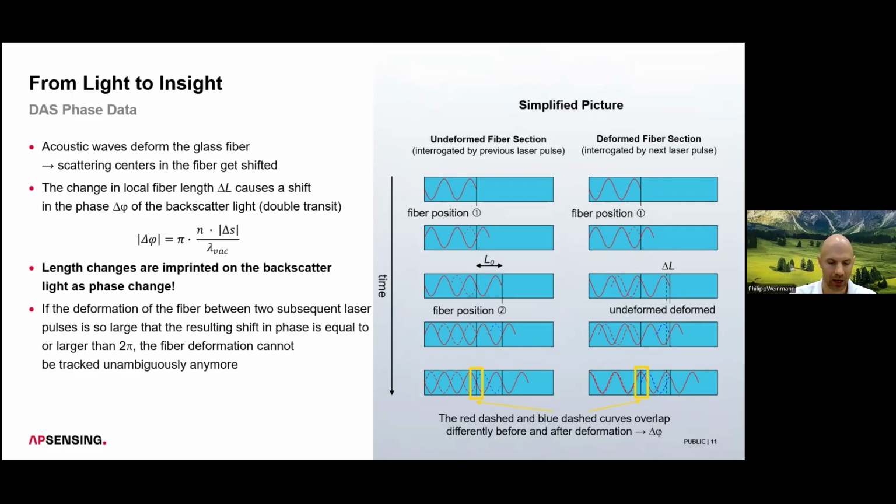So whenever you have a strain on the fiber, the microscopic scattering centers are being shifted. That's why we are introducing phase differences of the different backscatter signals from the individual scattering centers. And this leads to a slightly different signal in the backscatter light. So this phase difference can now be detected by the DAS system. And if you know the phase difference that has occurred between laser pulse 1 and laser pulse 2, then you can calculate by how much the fiber was being stretched.